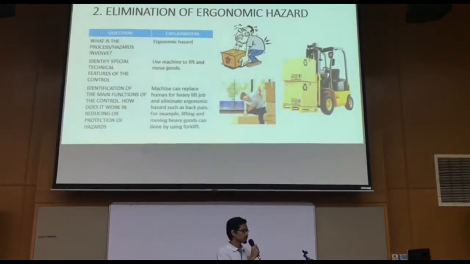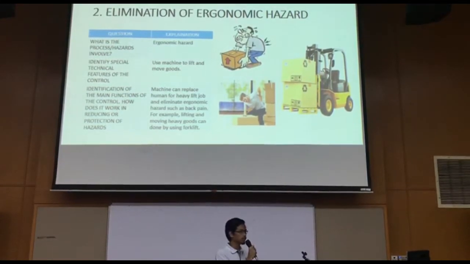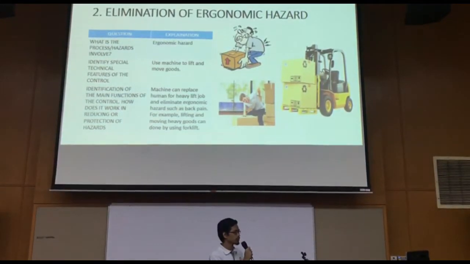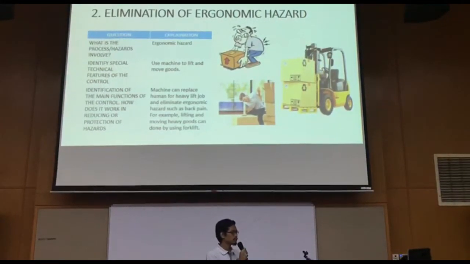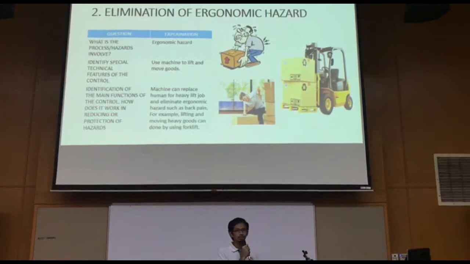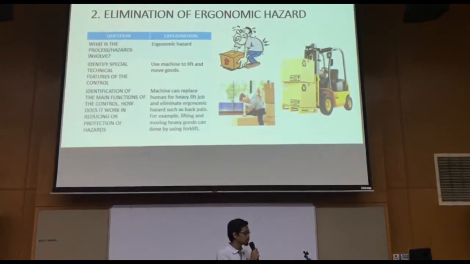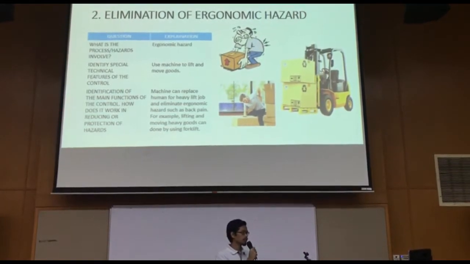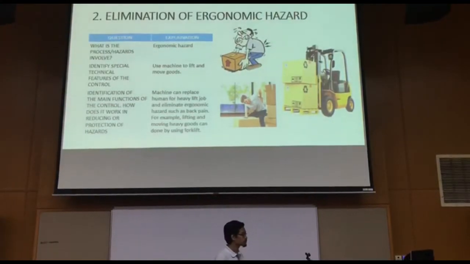The main function of this hazard control: machine can replace human for heavy lift jobs and eliminate ergonomic hazards such as back pain. For example, lifting and moving heavy goods can be done by using a forklift instead of human.